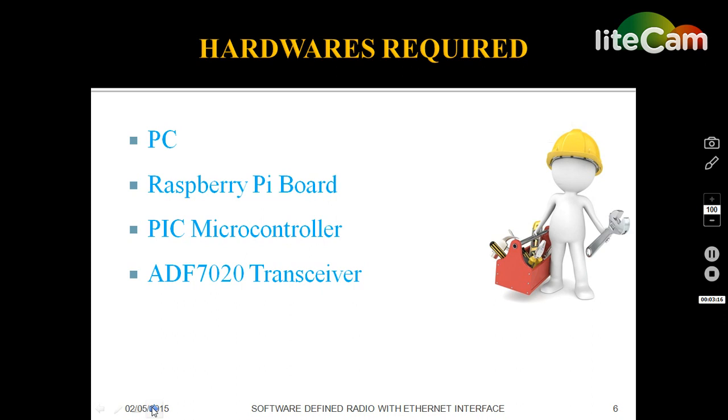PIC microcontroller is used to program and control the ADF7020 transceiver, which is an RF module. ADF7020 is an RF transceiver which works from 430 megahertz up to 930 megahertz, and the data rate is 200 kilobits per second. It has a power level of minus 16 dBm to plus 13 dBm.